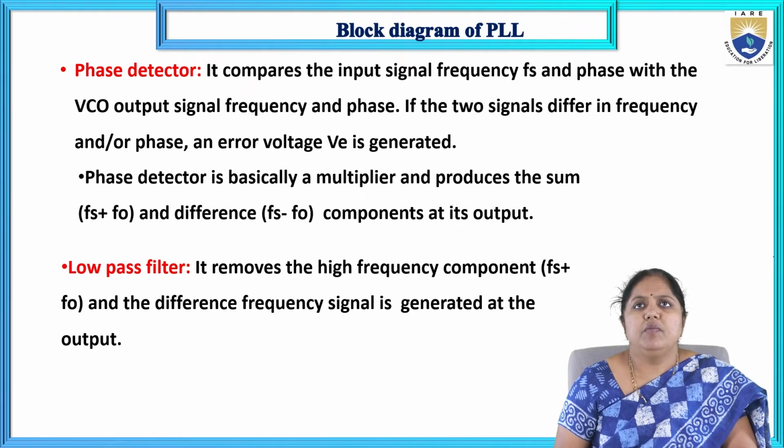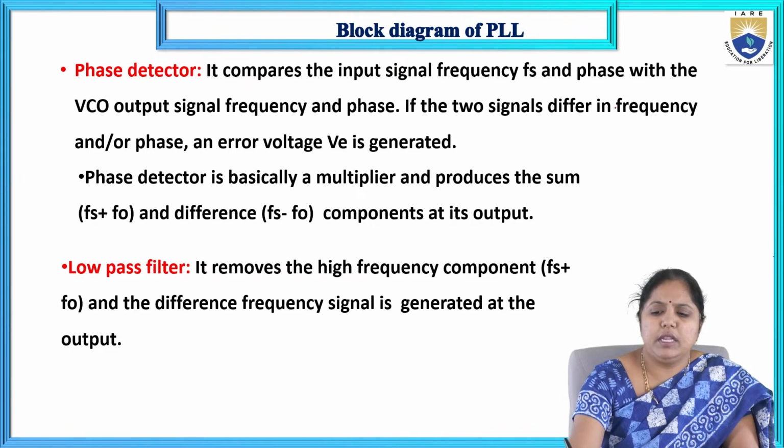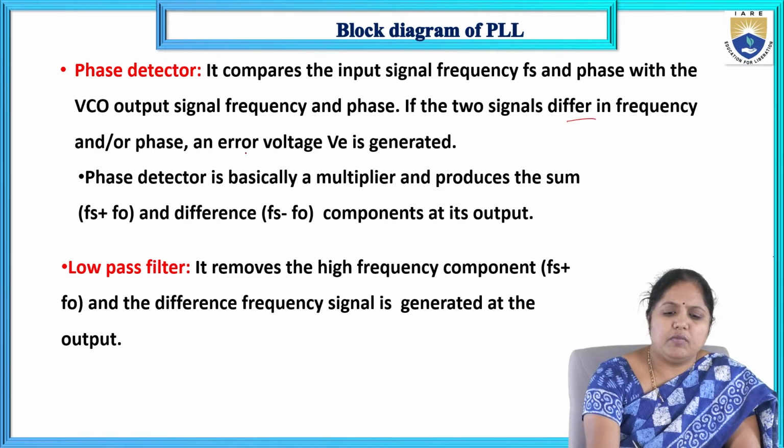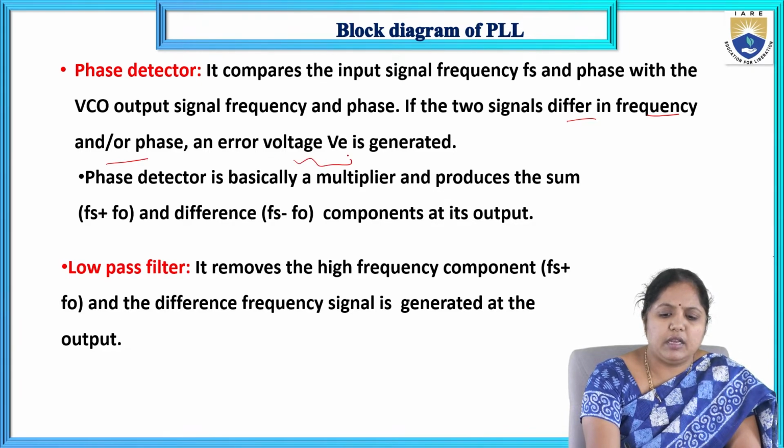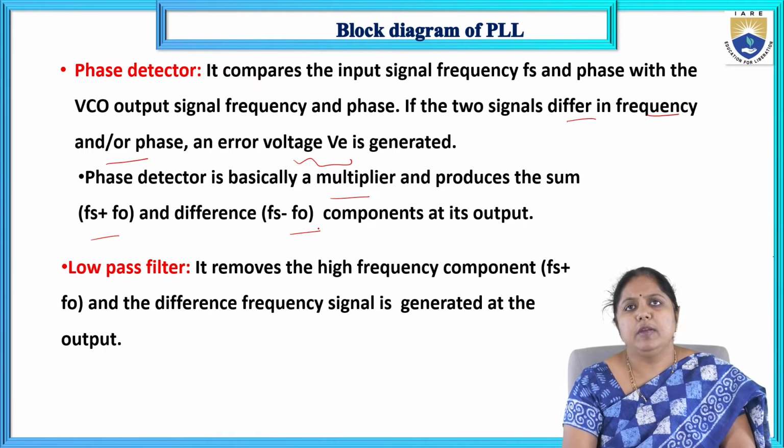So simply, to the phase detector we give the input signal Fs, which has a phase, and the corresponding input signal frequency and phase can be compared with the VCO output signal frequency and phase. If there are any differences between the two signals, the difference in the frequency as well as the phase will be present as an error voltage V. Basically this phase detector is a multiplier. It will produce the sum of the frequencies and the difference in the frequency, Fs minus F0.